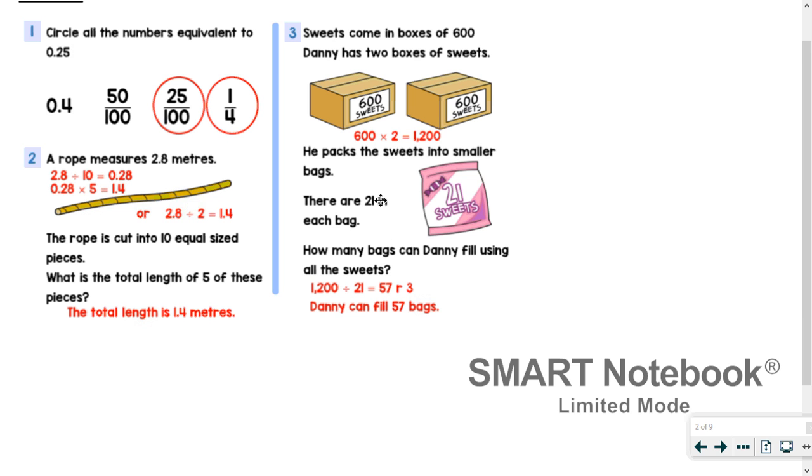There are 21 in each bag. So we want to share them out. So there's 21 in each bag, they have to be equal amounts. So we do 1,200 divided by 21. And that leaves us with 57 remainder 3, with 3 sweets left over. So it says, how many bags can Danny fill? He can fill 57 bags. Yes, he'll have 3 left over, but he can fill 57 bags is our answer.